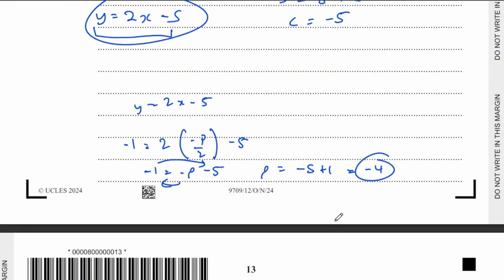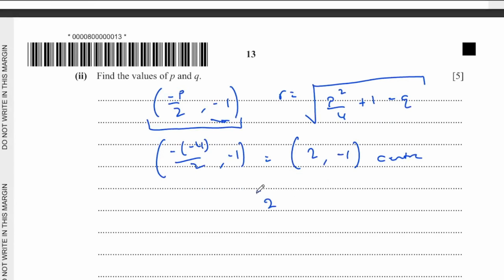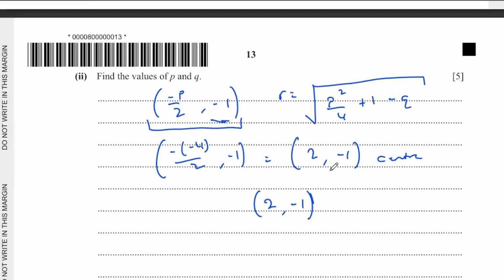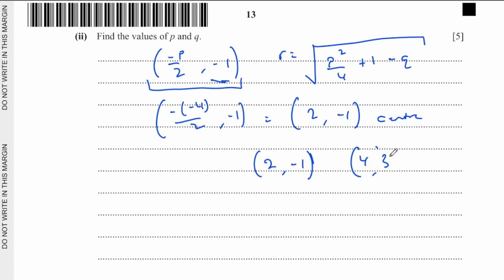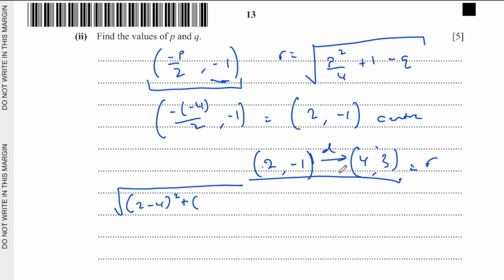So from 2, negative 1 up to 4, 3, the distance between these is going to be our radius. Yeah, and so we can use both these pieces of information to find the radius. So from the distance formula, we have that the radius is the square root of x1 minus x2 squared, so 2 minus 4 squared plus negative 1 minus 3 squared.